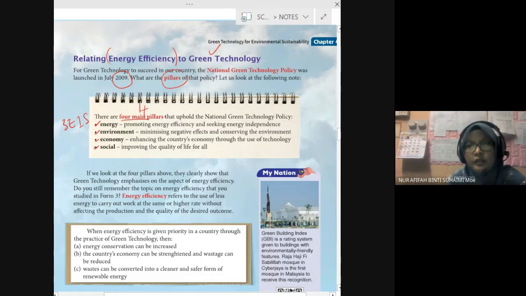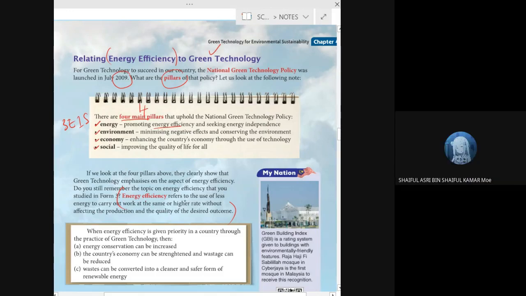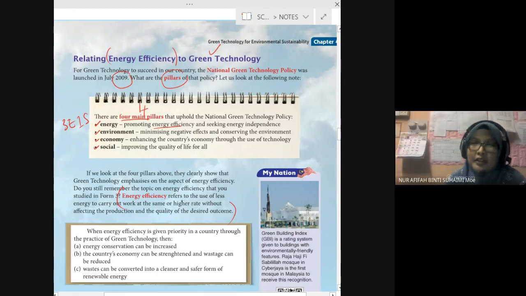Okay, for energy, we want to promote energy efficiency. What is energy efficiency? Okay, if you look at your textbook here, energy efficiency. Penjimatan elektrik juga. Keberkesanan. How efficient is energy use. Okay, berapa banyak tenaga yang dihasilkan.